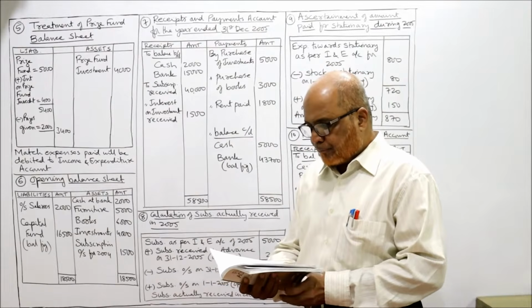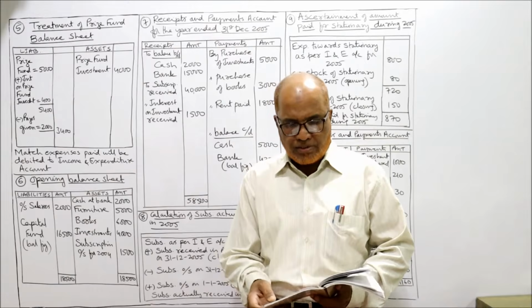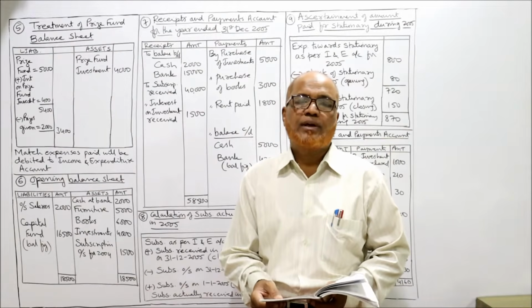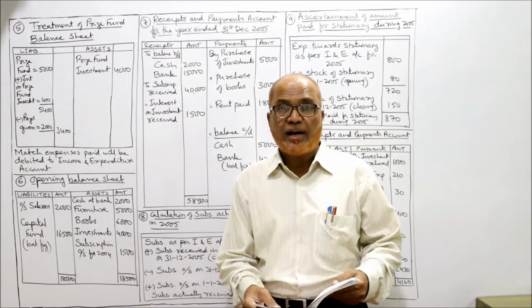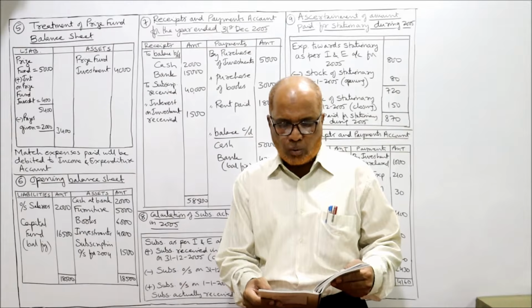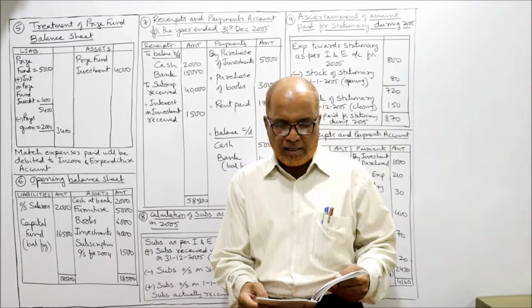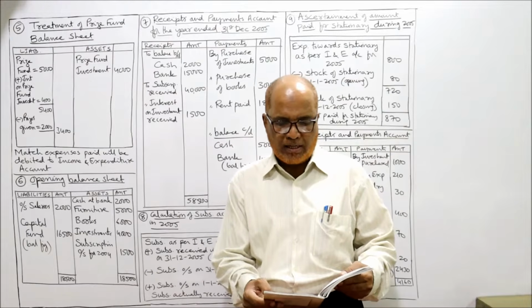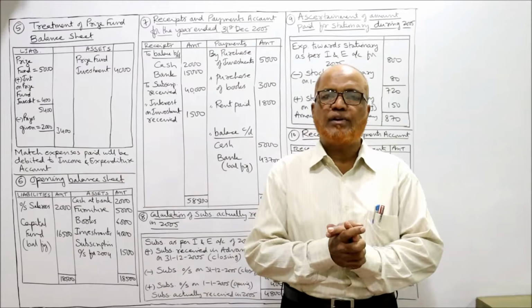Now 5th problem: show the treatment for the following items. Some 4-5 items are given, and we have to explain the treatment of these items. What are the items given? Prize fund 5,000, prizes given 2,000, investment of prize fund 4,000, interest on investment of prize fund 400, and match expenses paid 500. Now listen carefully.